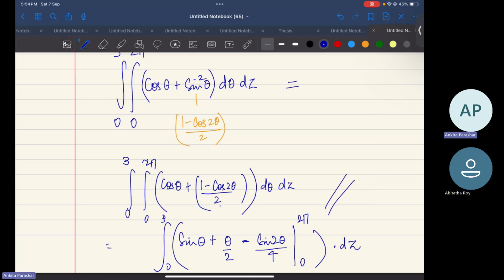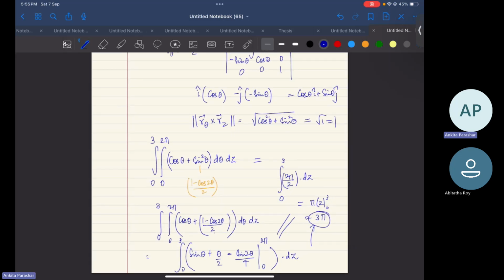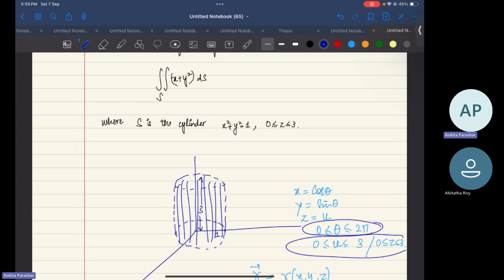Sine 2 pi is 0, sine 0 is 0. So I would just get 2 pi by 2. Then from 0 to 3 dz, and this would give me pi times z, and z is from 0 to 3. It would give me 3 pi. So this is the integral over the surface for this function f. The value is nothing but 3 pi.